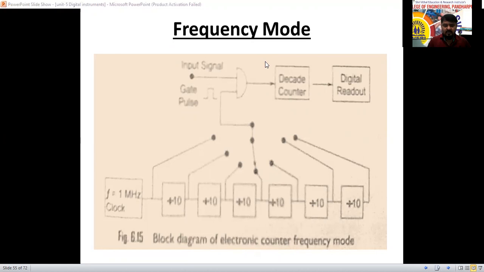The operation is the same as totalizing. It is going to count the number of pulses only. There is no overflow and all those things. Whatever pulse values are there, it is directly going to give that digital value, which it reads out. The gate pulse we have provided takes the frequency and counts, and it reads out the counted value. So some formulas are also there.